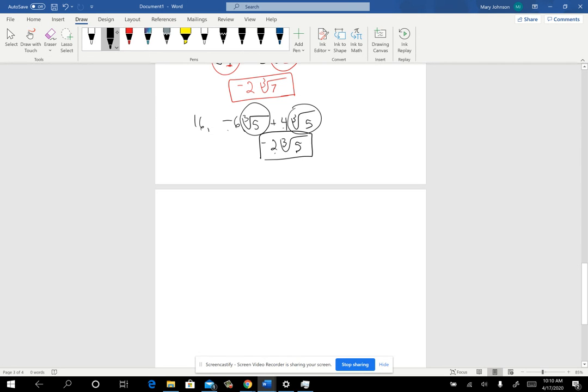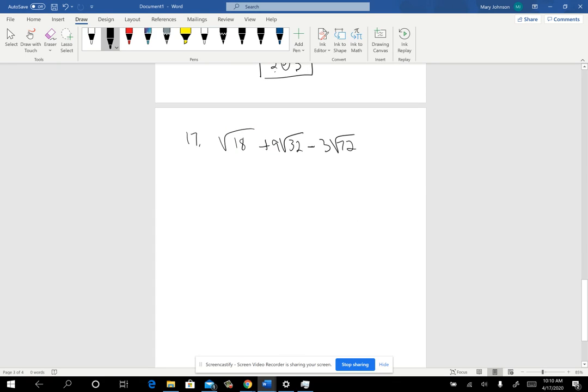Okay. The key problem to kind of get at what can happen is you might be asked to do something like square root of 18 plus 9 square root of 32 minus 3 square root of 72. And so right now it doesn't look like there's anything you can do because the radicals are all different. Okay, but if you wind up simplifying, we're going to see what happens when we simplify.